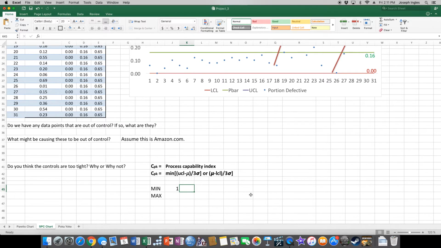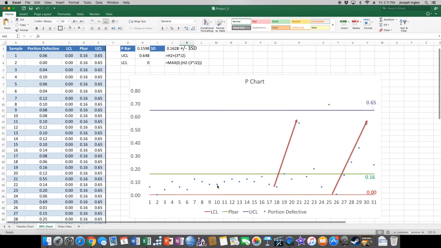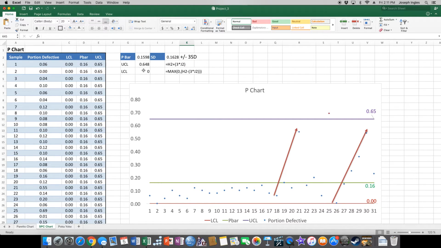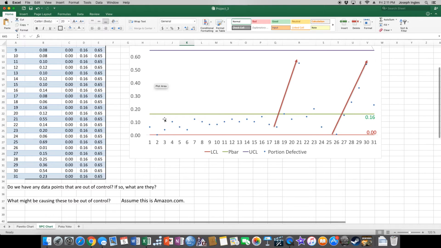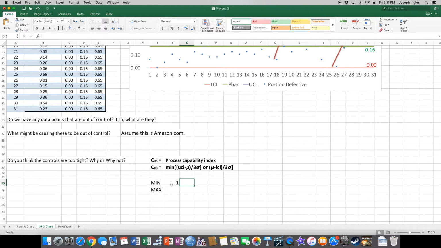Now, think about what we just did there. Okay? To get the UCL, we multiplied it times the P bar plus 3 times the standard deviation. To get the min here, right? Excuse me. We simply took the difference and divided by 3 times the standard deviation. We reversed the process, so obviously it should be 1.